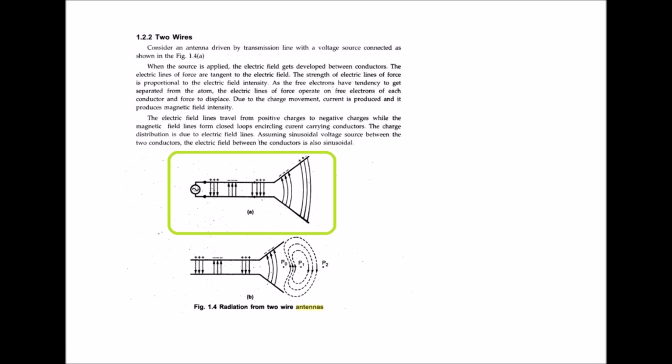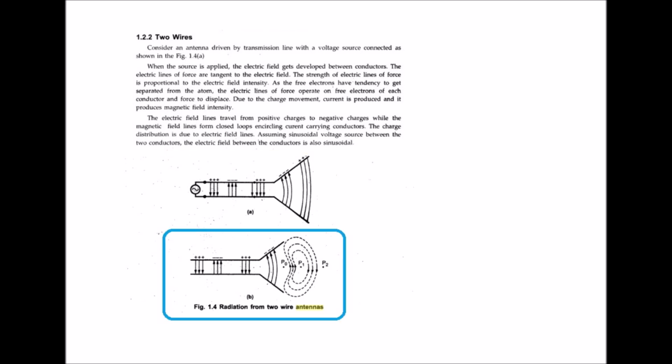Page 1.5. Well, this is diagram A, which I suppose was just explained. And then there's diagram B, and this shows radiation from 2-wire antennas.